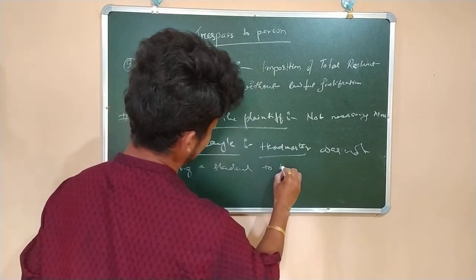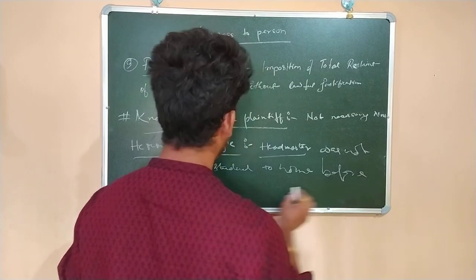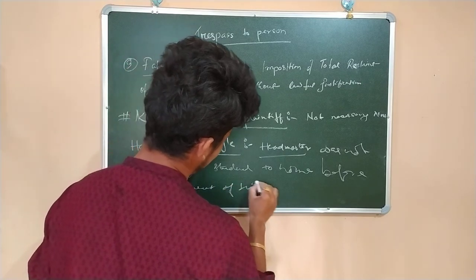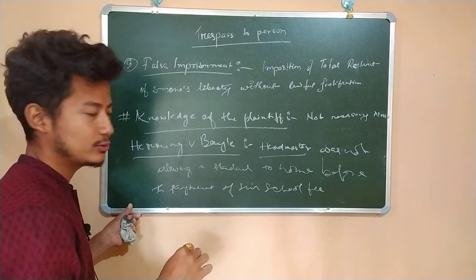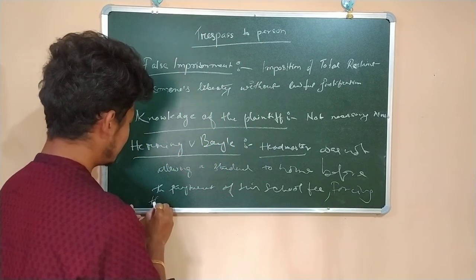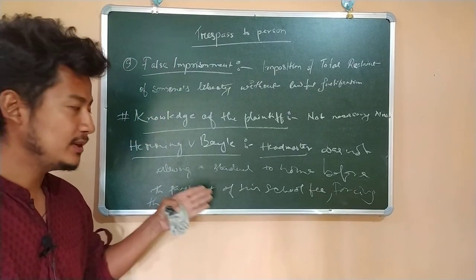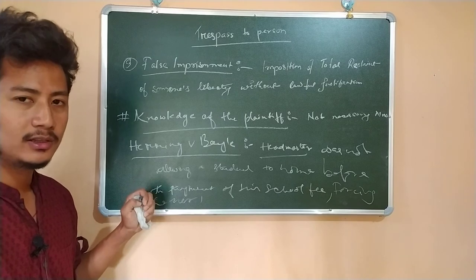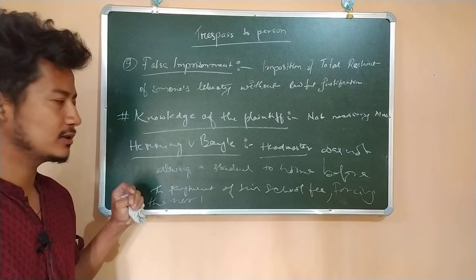A school headmaster was not allowing a student to go home before the payment of his school fees. What the headmaster was doing was forcing the mother of the child to pay the fees of the student. That is why the child was not allowed to go home after the school closed. In that case, the child did not have any idea that he was restrained.